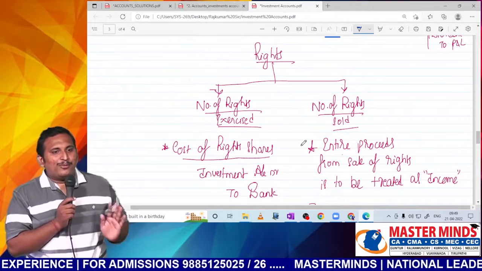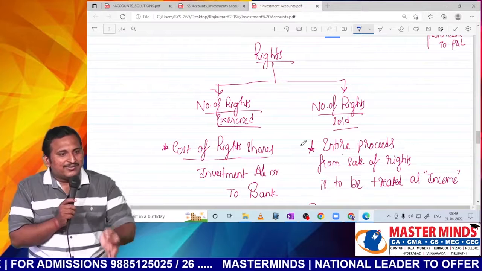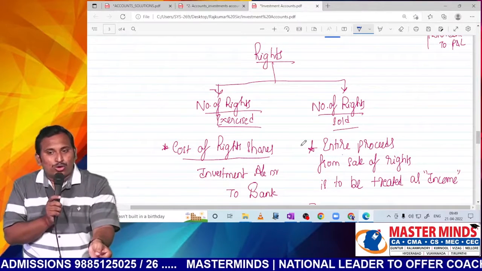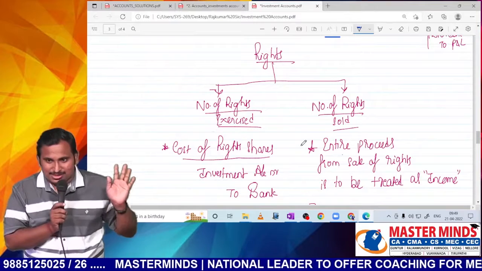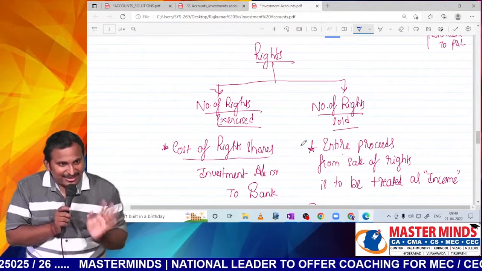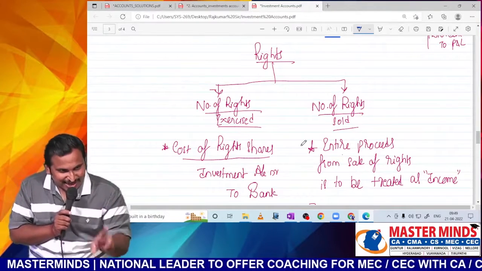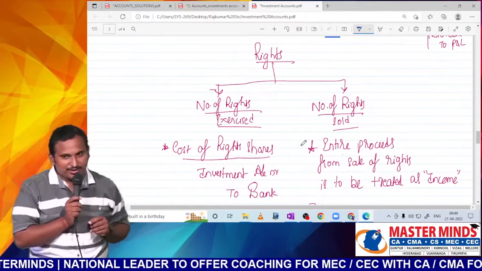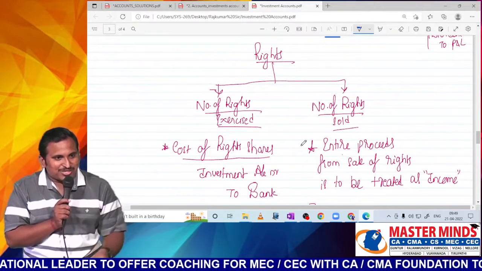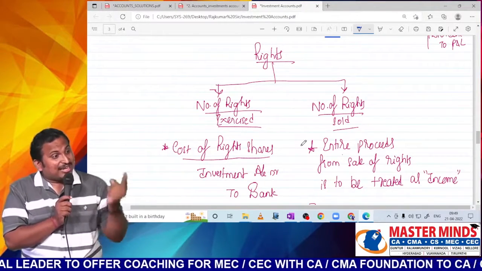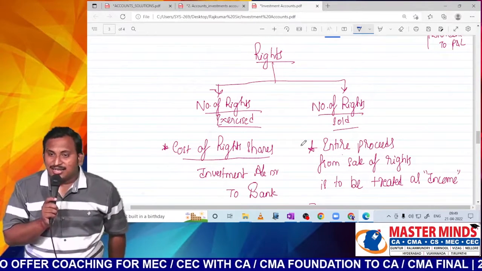Sir, when you are an existing shareholder, every company gives you a right to subscribe to a certain number of shares at a concessional price. This is a right. If you exercise that right, what you get is rights shares. Please understand, that is a right given to you, and if you exercise it, you get rights shares.